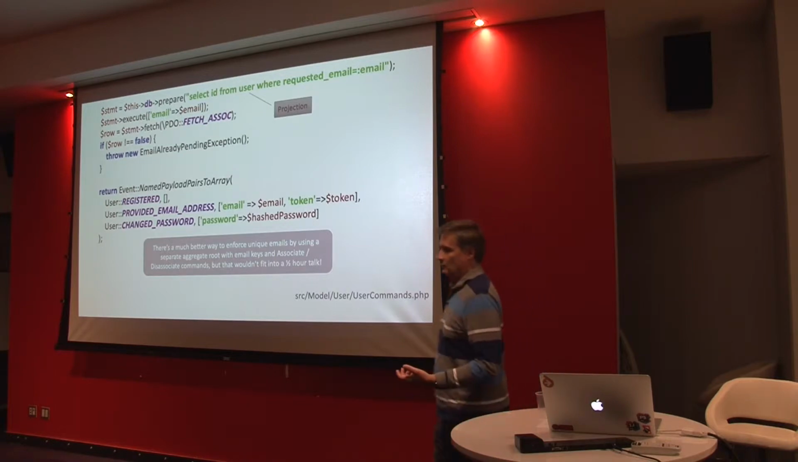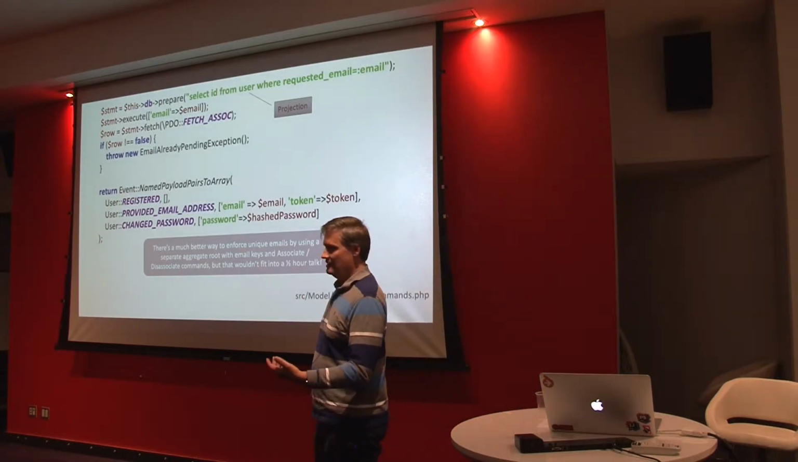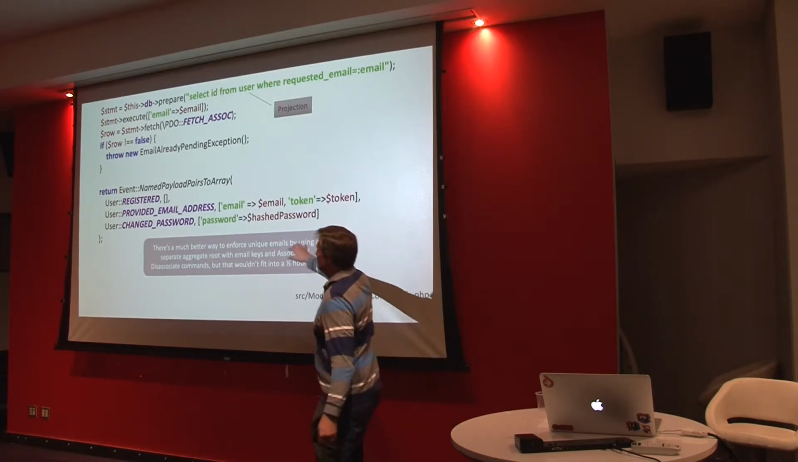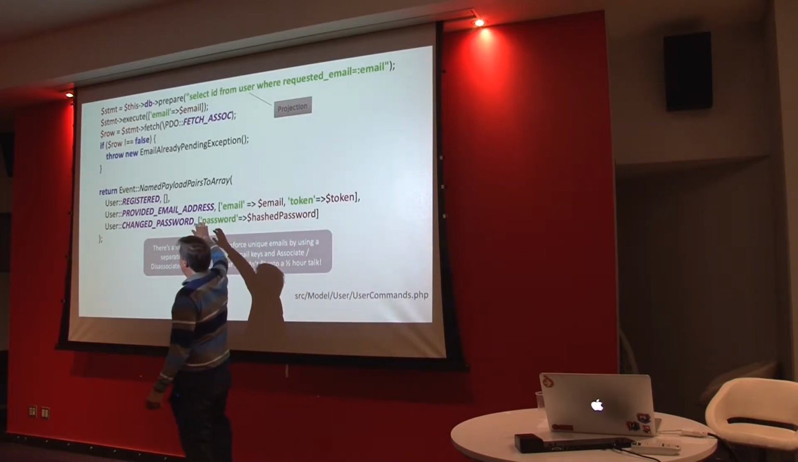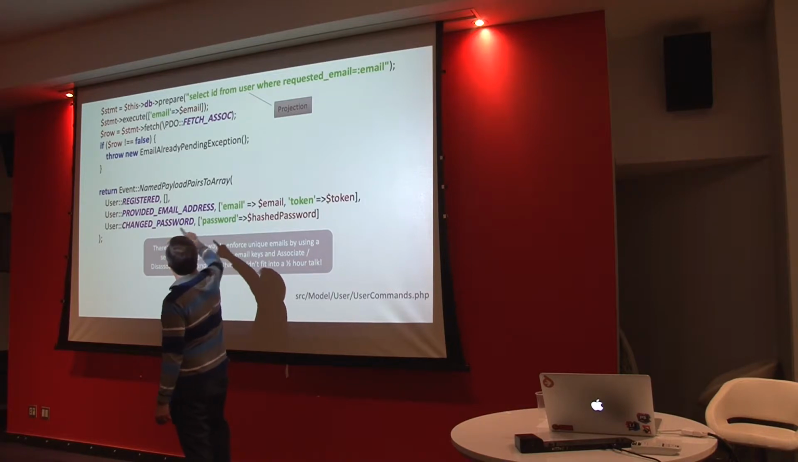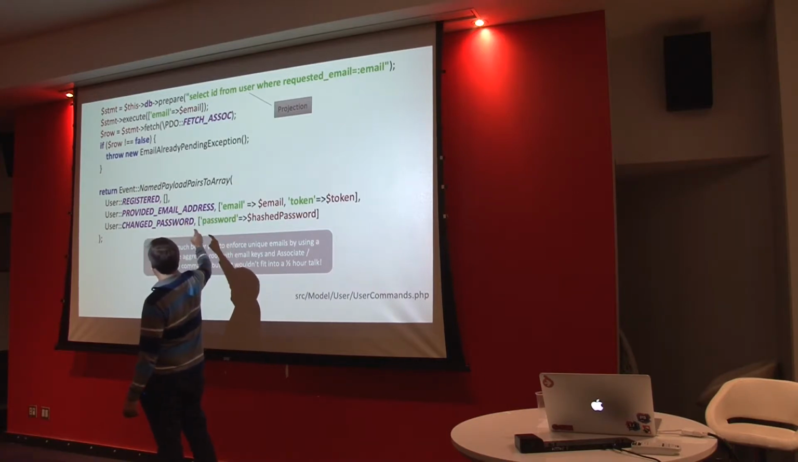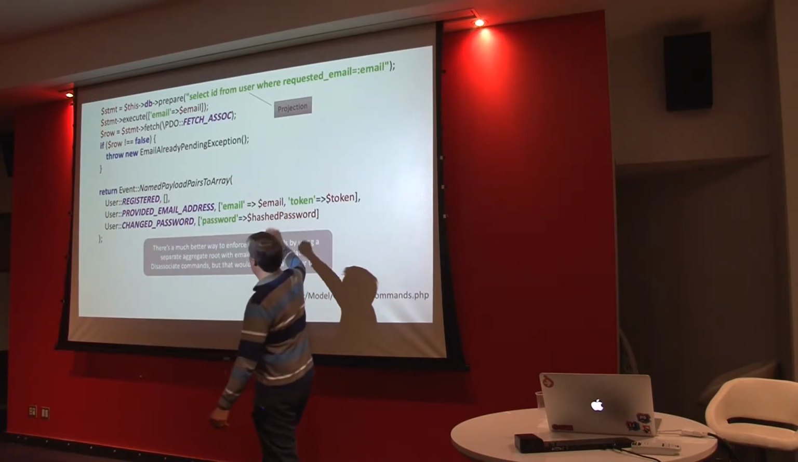Because if it's been requested, we want to do something else with the user. Do we need to resend the email confirmation? What do we need to do? This is just another thing from the library, and it just lets me put pairs of parameters here to build up a list of events. So this is creating a registered, provided email address and changed password event with their own payloads.